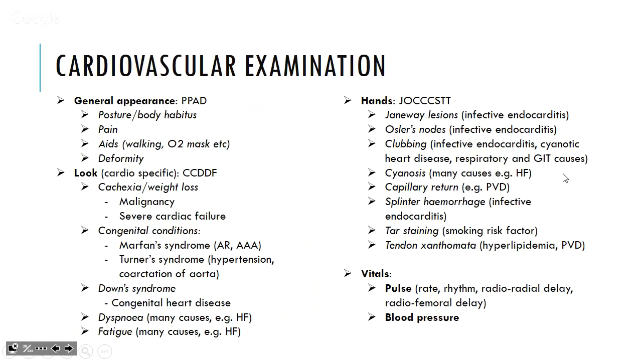The rest of them are just for general heart conditions. And then tar staining is a smoking risk factor, and tendon xanthomata, just to check if you have high cholesterol. So yeah, those are the hands.